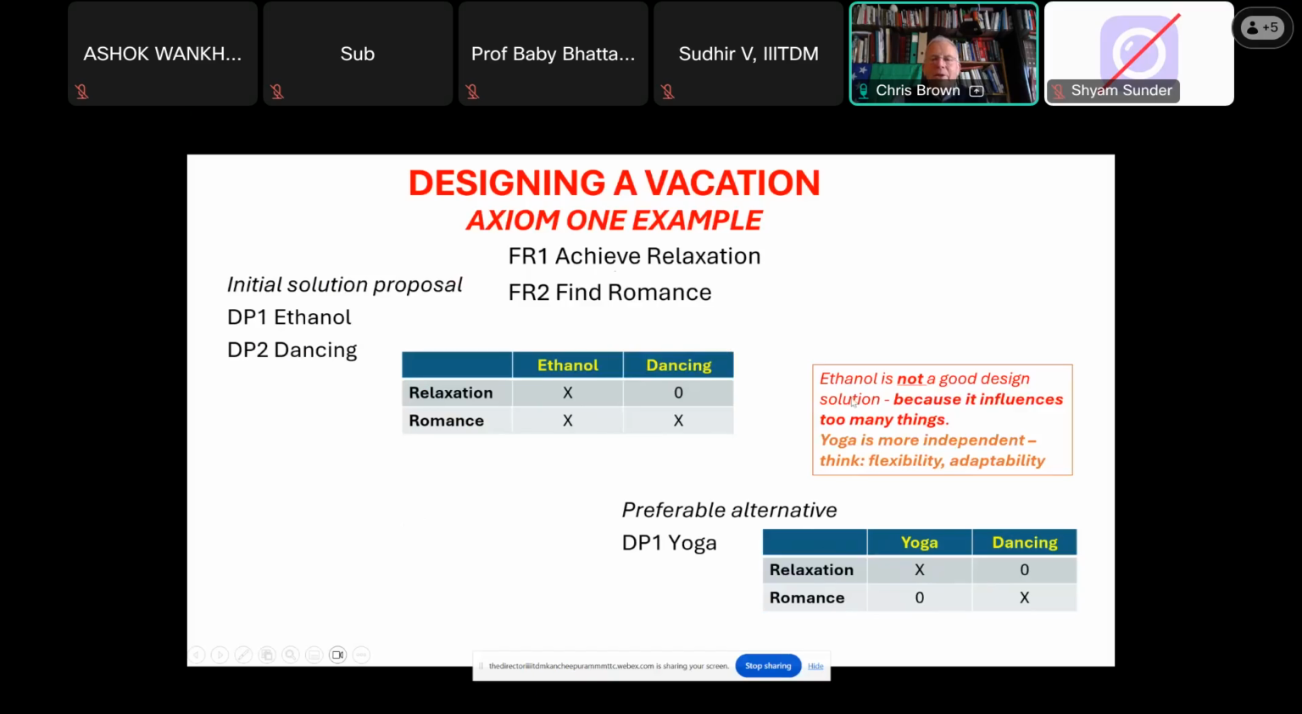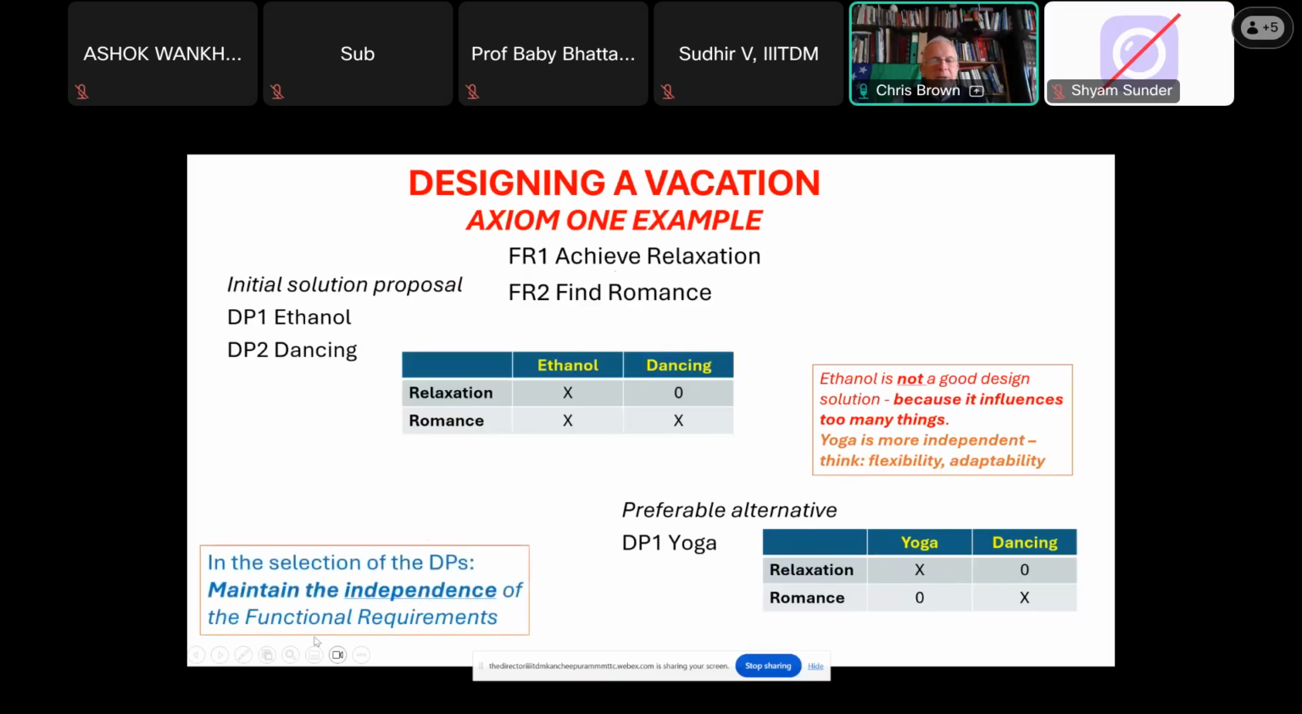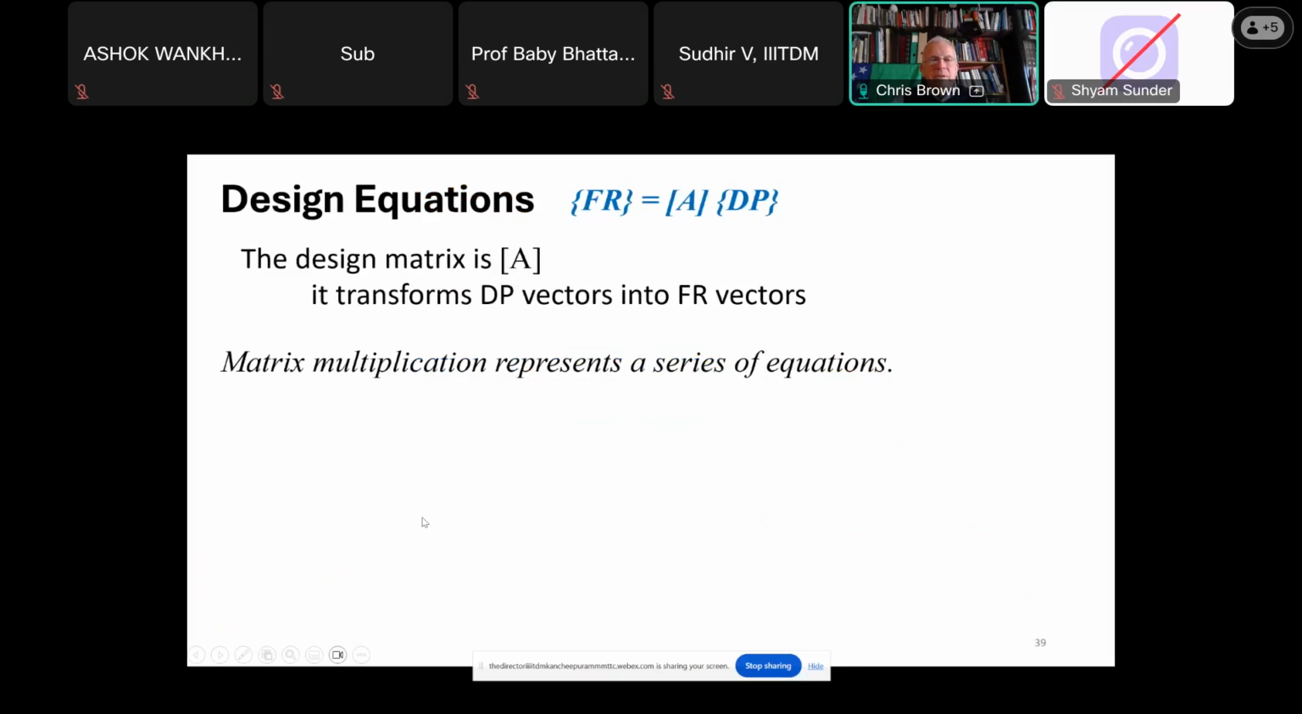So while ethanol is a good solvent, it is not a good solution to problems. It influences too many things. So yoga is independent, think flexibility, adaptability, good design ideas. So maintain the independence of the functional requirements. All right, so let's take a little deeper look at design equations.